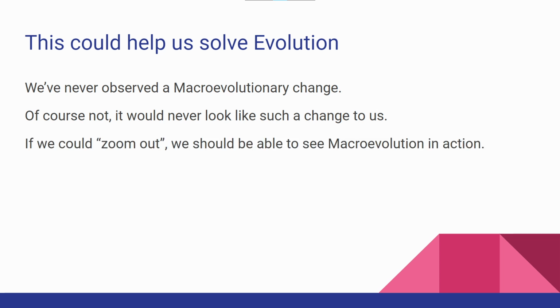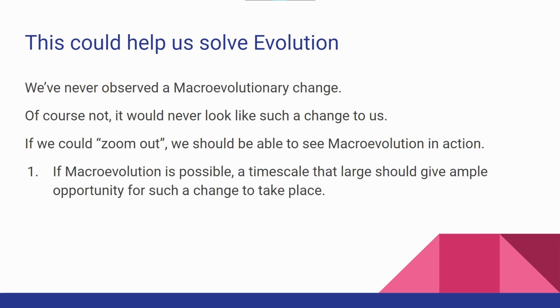So, if we could zoom out, and we could, in theory, observe millions of years of equivalent human generations in another species, that would allow us to observe some sort of evolutionary change from one species to another. If macroevolution is possible, then zooming out and observing a time scale that large should give ample opportunity for such a macroevolutionary change to take place. At the very least, we're going to get pretty solid evidence to know whether or not it's even possible to go from one species to another.